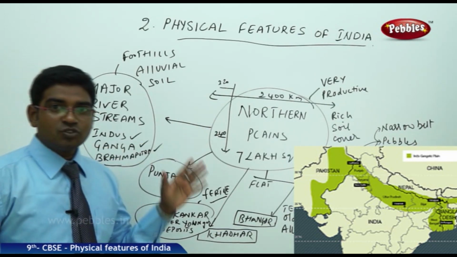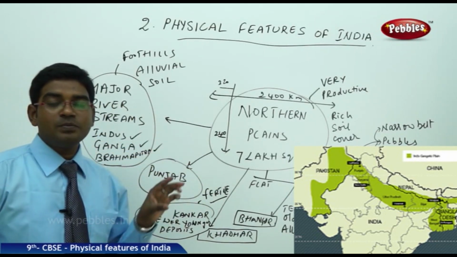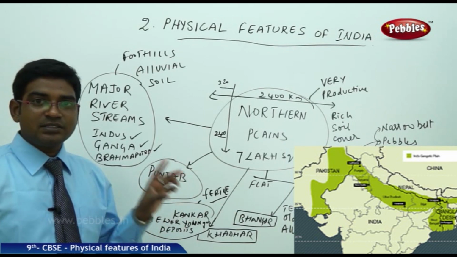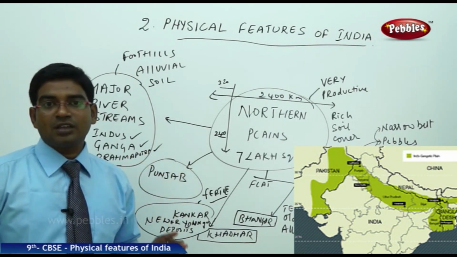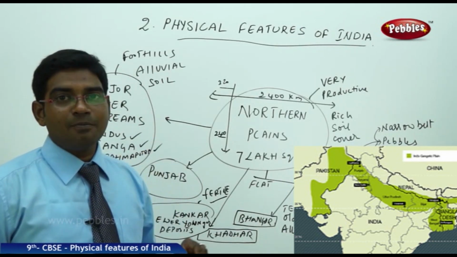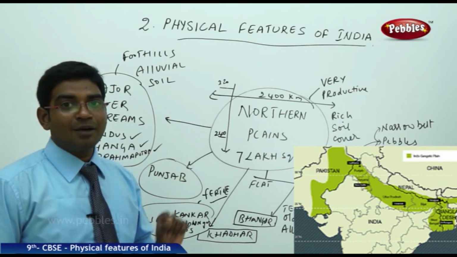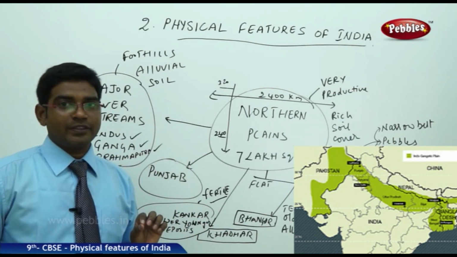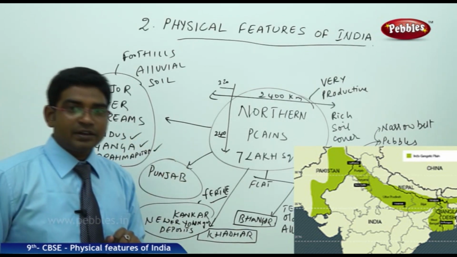Next, the river Indus has 5 major tributaries. Indus is divided into 5 major tributaries in the state of Punjab. That is the reason why it is known as Punjab. In Hindi, Panch means five and Ab means rivers joining together. Punjab is the most fertile region.